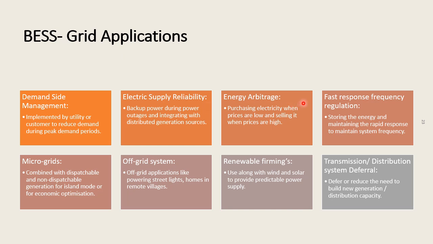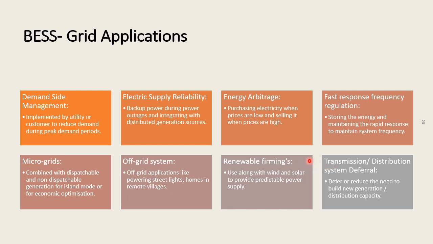Energy arbitrage, which means buying the electricity when prices are low and selling when the prices are high. Fast response frequency regulation allows fast response by enhancing the capacity to maintain system frequency. Remote islands or villages which are completely isolated from the grid can be electrified with renewable power generation when used along with the energy storage system. Similarly, off-grid systems like street lights, mountaintop microwave repeaters, for the individual homes or the whole community can benefit with the energy storage devices.